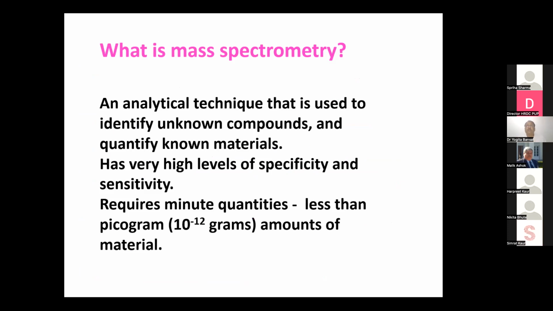So what is basically mass spectrometry? It is an analytical technique that is used to identify unknown compounds and to identify and quantify known materials. So it is qualitative as well as quantitative. It has very high levels of specificity and sensitivity, and it requires very minute quantities of sample for analysis, meaning it can work at levels of even picograms. And if the molecular weight is very high, it can also work at a level of femtograms.